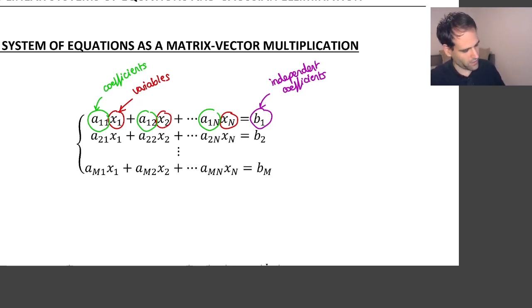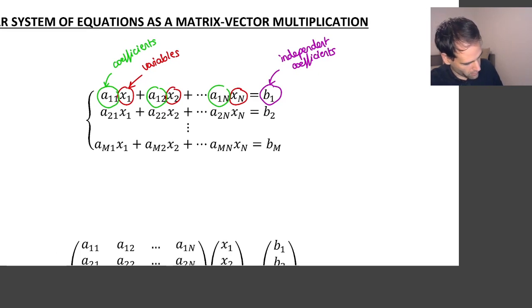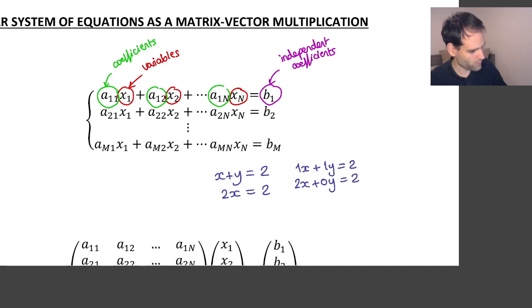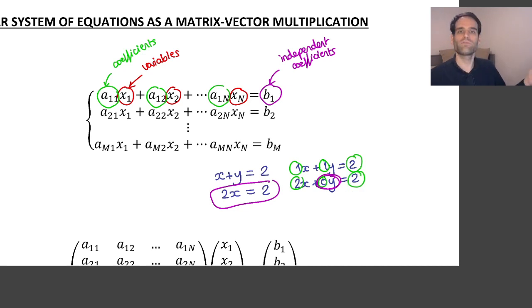For example, a linear system of equations could be x plus y equals 2 and 2x equals 2. That would be a linear system of equations. So how could you write it in the form above? Well, you could say that 1 times x plus 1 times y equals 2, and 2 times x plus 0 times y equals 2. You just have to write zeros. If a certain variable does not appear in some equation, you just use a 0 there. So this would be the coefficients 1, 1, 2, 0, then the independent coefficients 2 and 2, and the variables would be x and y.